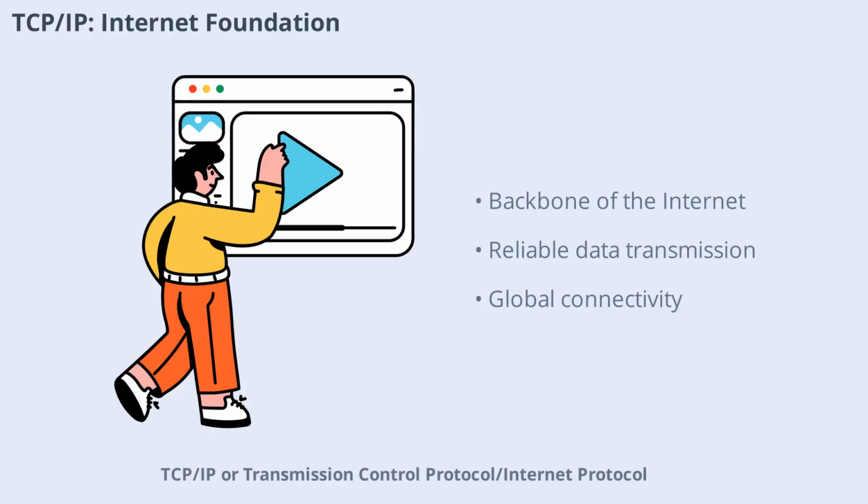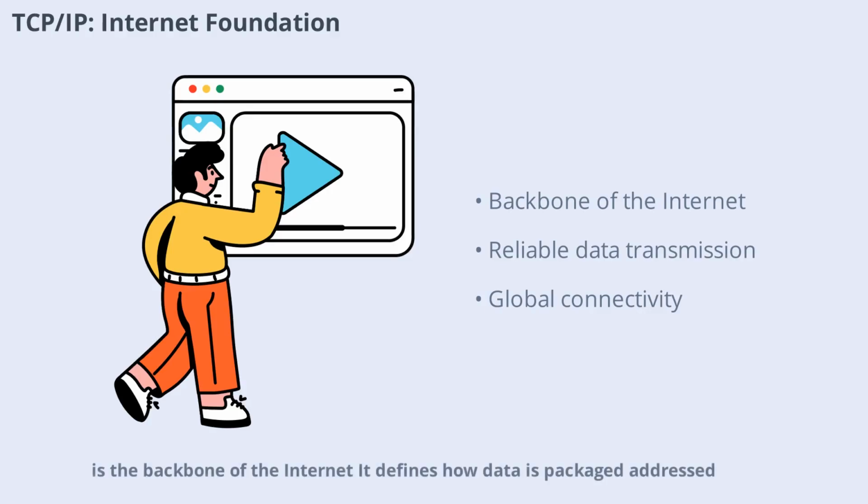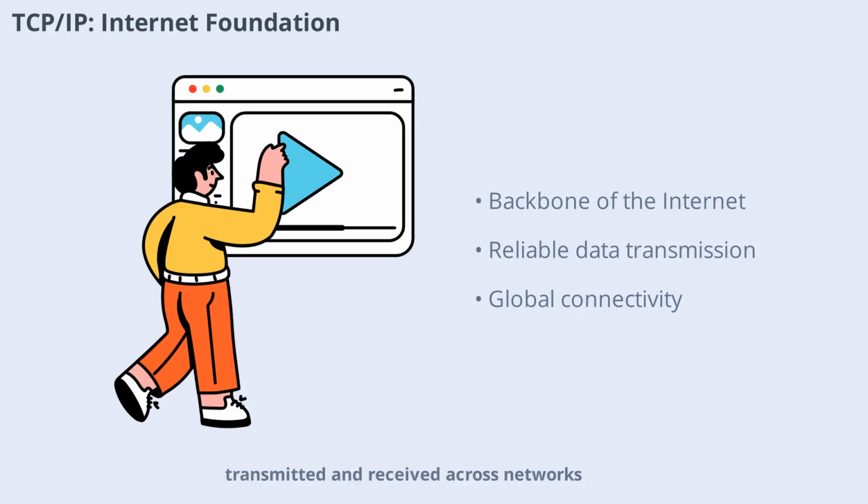TCP/IP, or Transmission Control Protocol Internet Protocol, is the backbone of the Internet. It defines how data is packaged, addressed, transmitted, and received across networks. TCP/IP ensures reliable communication between devices worldwide, making global connectivity possible.